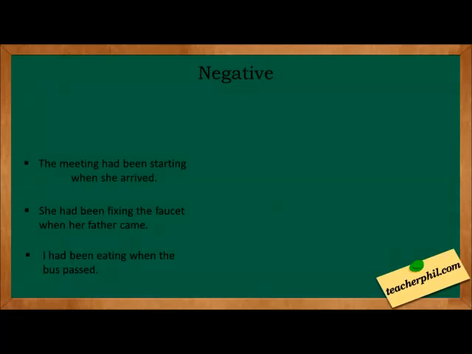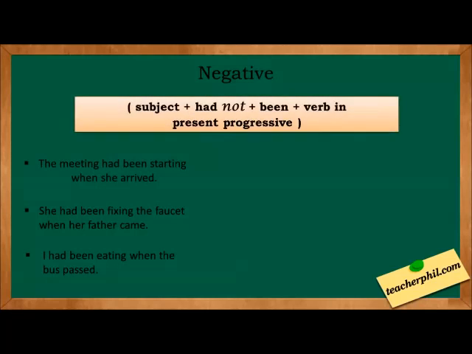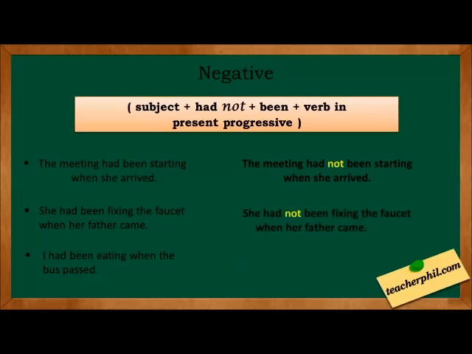For the negative sentence, we only add not after the had. So the pattern will now be subject plus had not plus been plus verb in present progressive. Examples: The meeting had been starting when she arrived. The meeting had not been starting when she arrived. She had been fixing the faucet when her father came. She had not been fixing the faucet when her father came. I had been eating when the bus passed. I had not been eating when the bus passed.